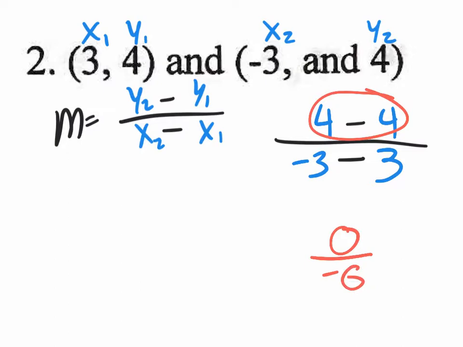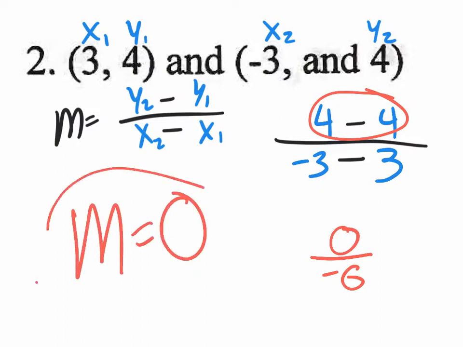Now, 0 over any number is going to be 0. You have nothing to start with, so the slope is simply 0. The answer for the slope, 0. What does that mean? That it's totally flat. It's a horizontal line. It's flat like the floor that you see in the classroom, right? It's not steep at all. It's the opposite of steep. It's flat, so m equals 0.